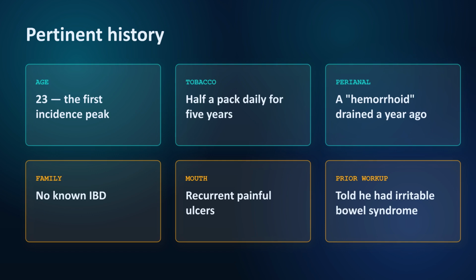Now go back to that drained hemorrhoid. In a young man with chronic diarrhea and weight loss, that was almost certainly a perianal abscess. And note he has no family history. Most patients with Crohn disease do not, so its absence never reassures you.